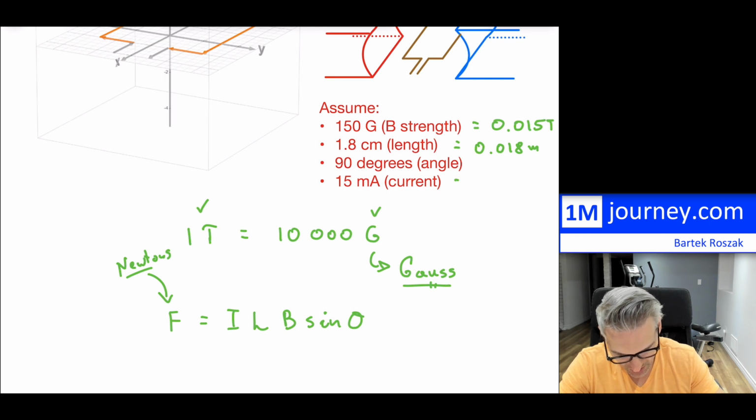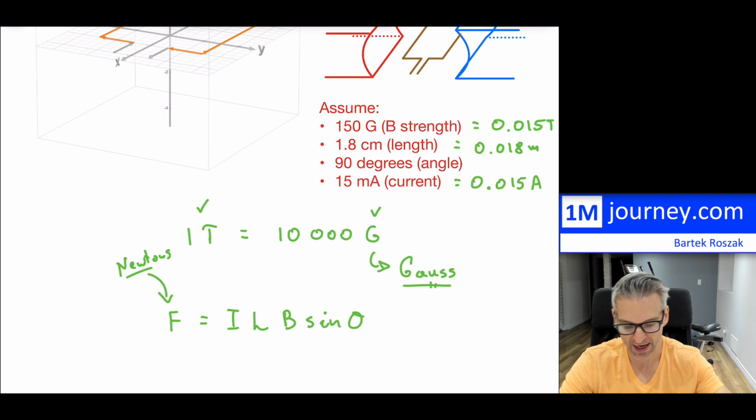So the angle just stays as it is. It's 90 degrees. And then 15 milliamps is going to be 0.015 amps, right? So that's what we have. We're moving the decimal place just 3 over.